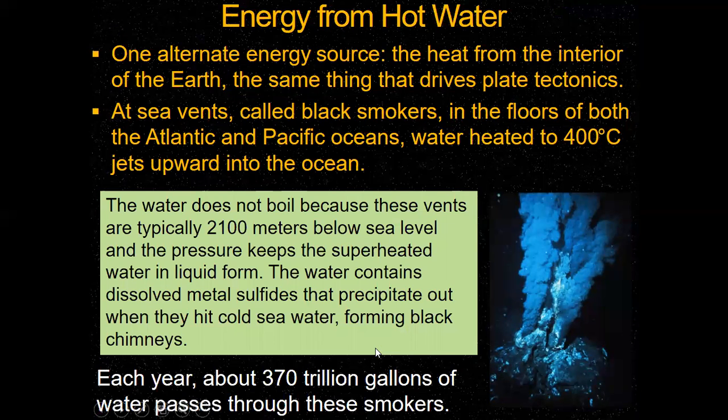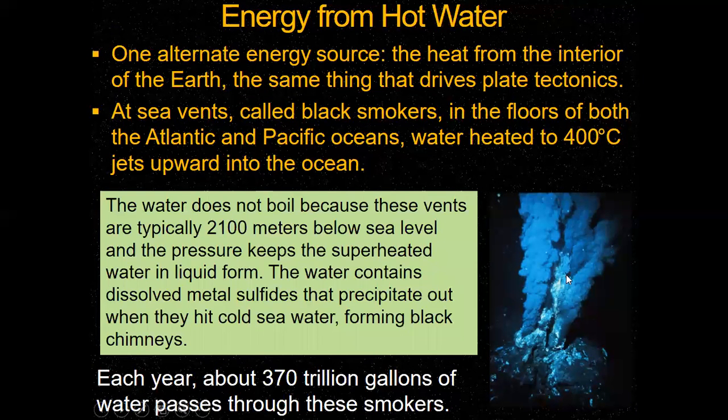Then we can receive energy in the form of hot water. So one alternative energy source is the heat from the interior of the Earth, the same thing that drives plate tectonics. At sea vents called black smokers in the floors of both the Atlantic and Pacific Oceans, water heated to 400 degrees Celsius jets upward into the ocean.